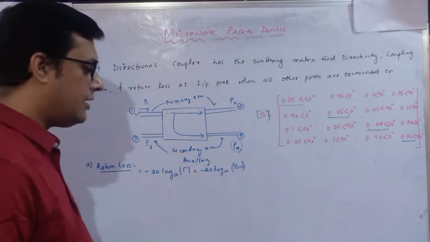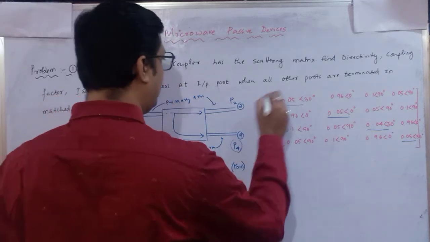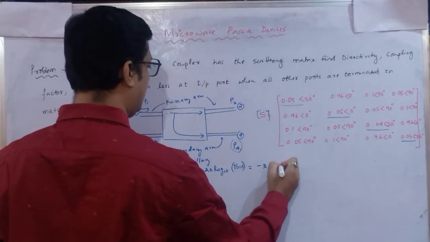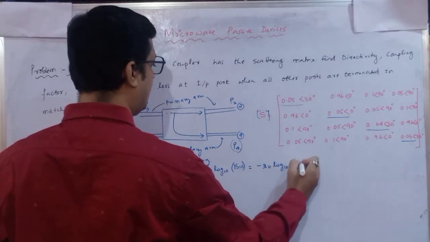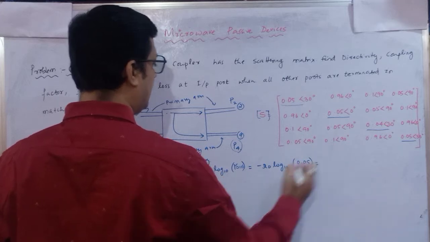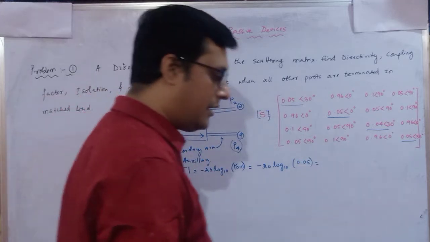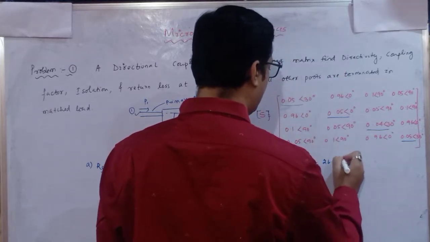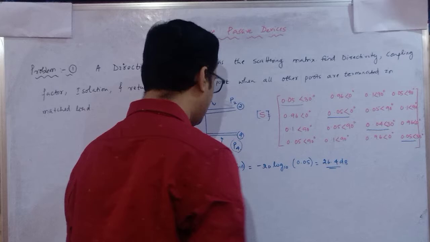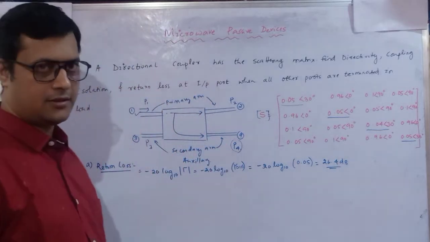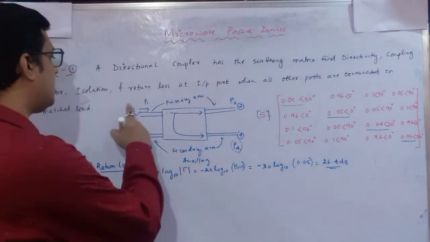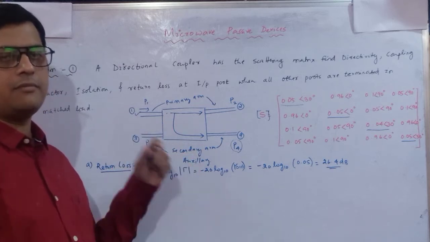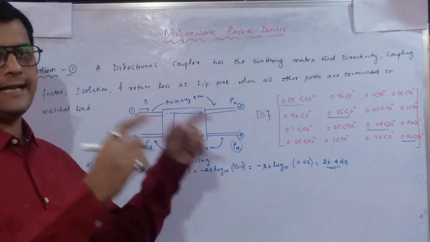So S11, if I substitute, how much is it? Magnitude, so it is minus 20 log base 10 of 0.05. Now if you solve this, you will get near about 26.54 dB. So this is my return loss. Return loss with respect to whom? With respect to port 1, because here we are identifying all the values by considering that port 1 is excited.